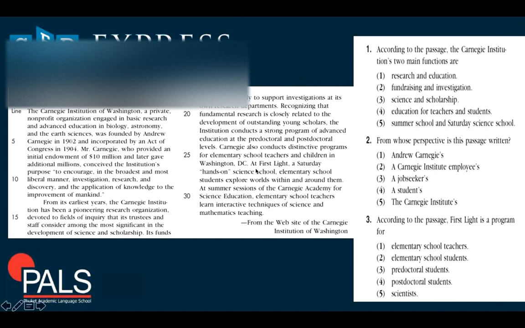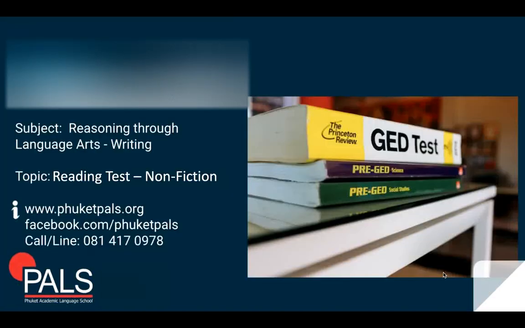You can see the words here, At First Light, a Saturday hands-on science school, elementary school students explore worlds within and around them. So, the answer is number 2. Pretty clear, isn't it? The other choices are groups mentioned in the passage as participating in other Carnegie programs. And there you have it.